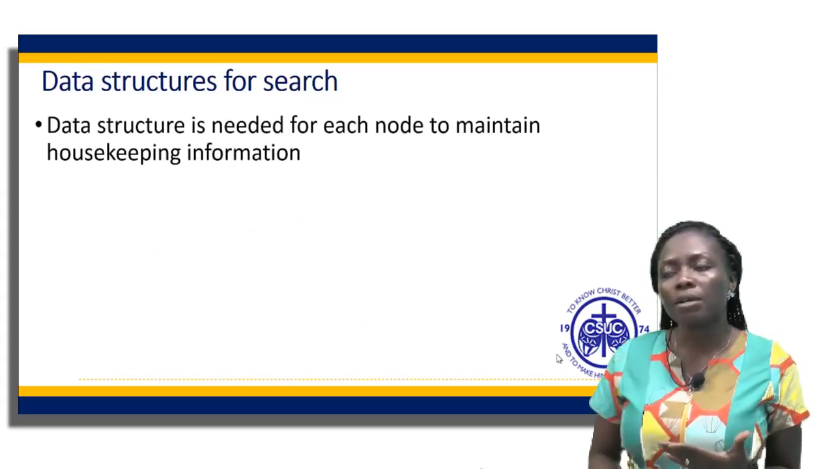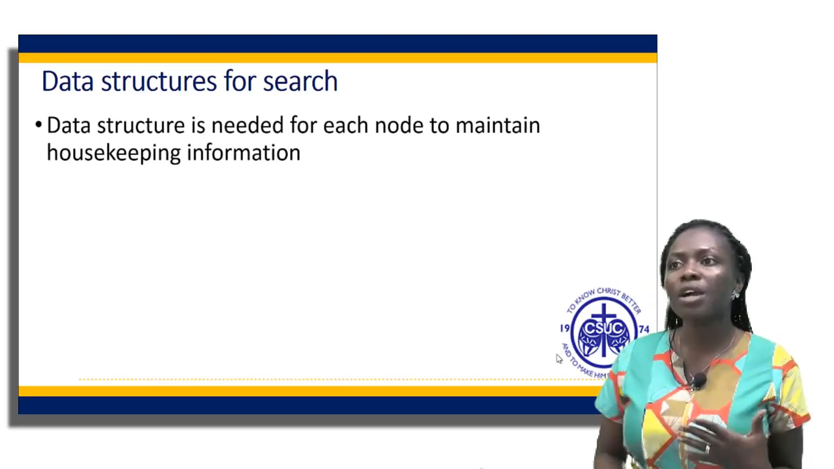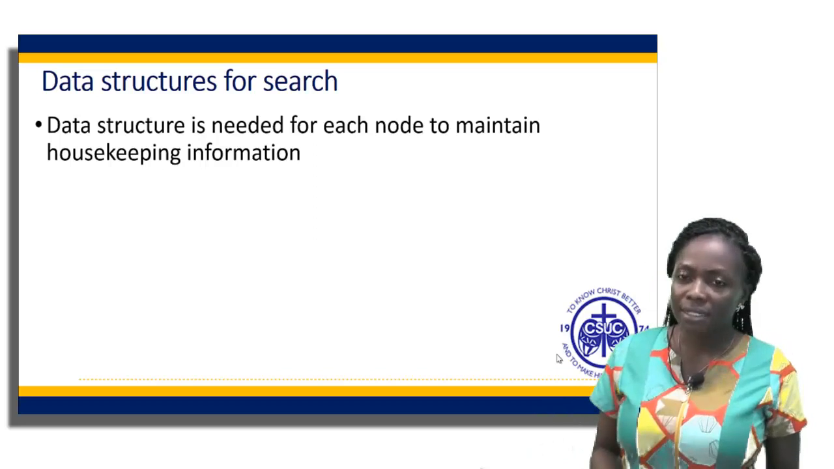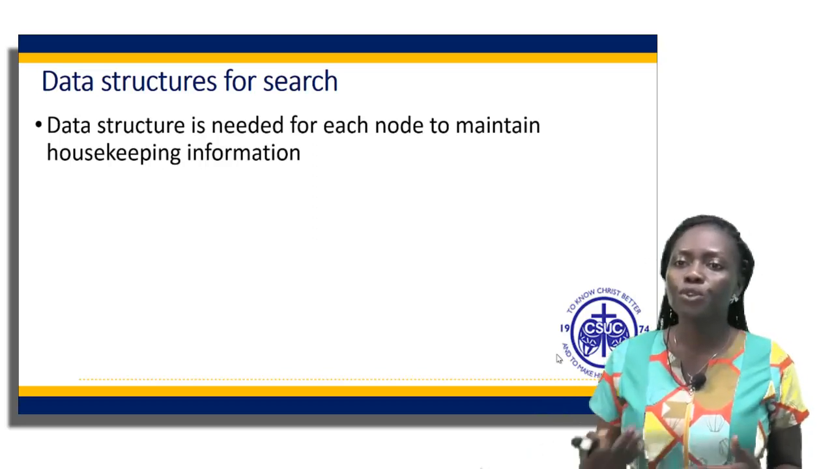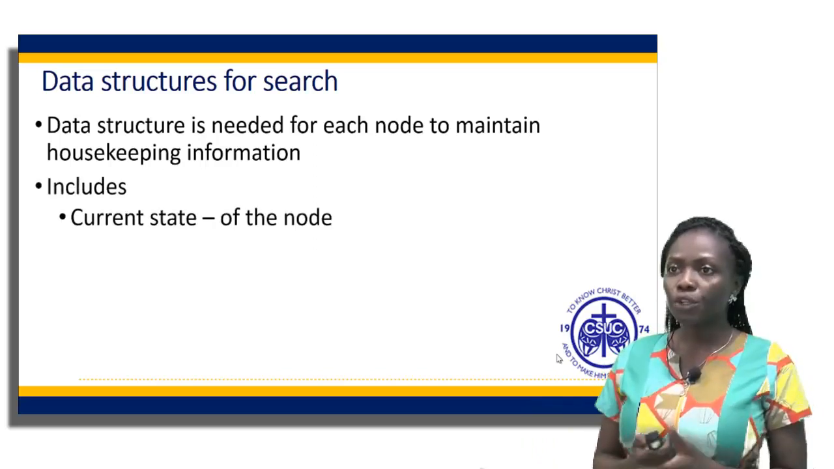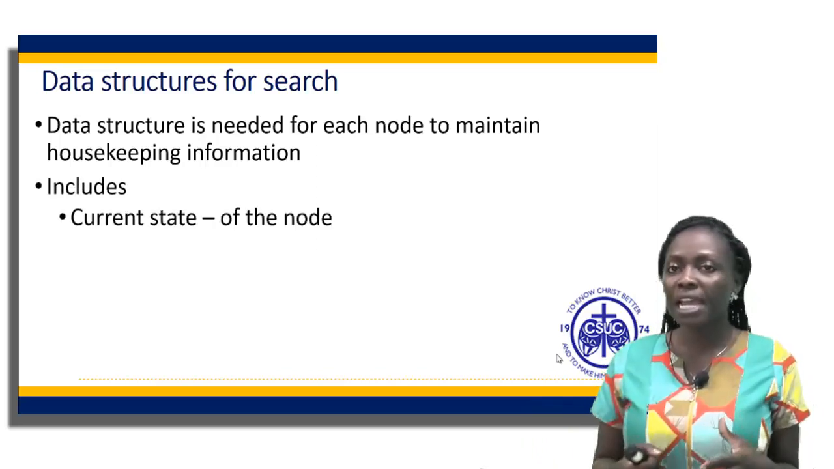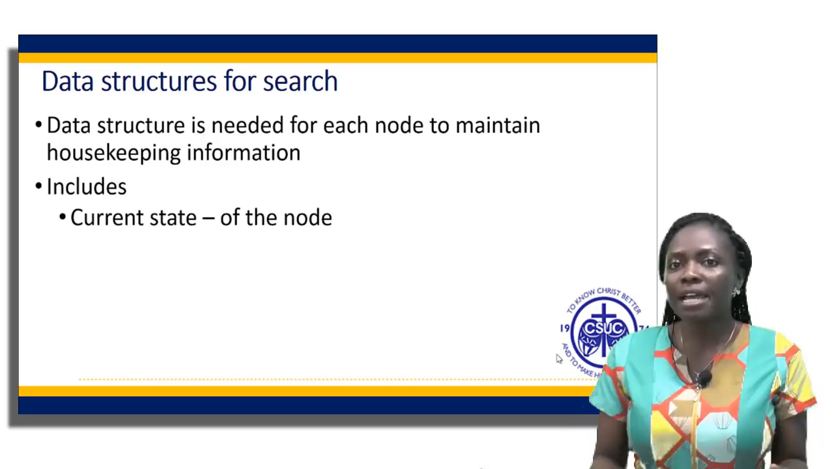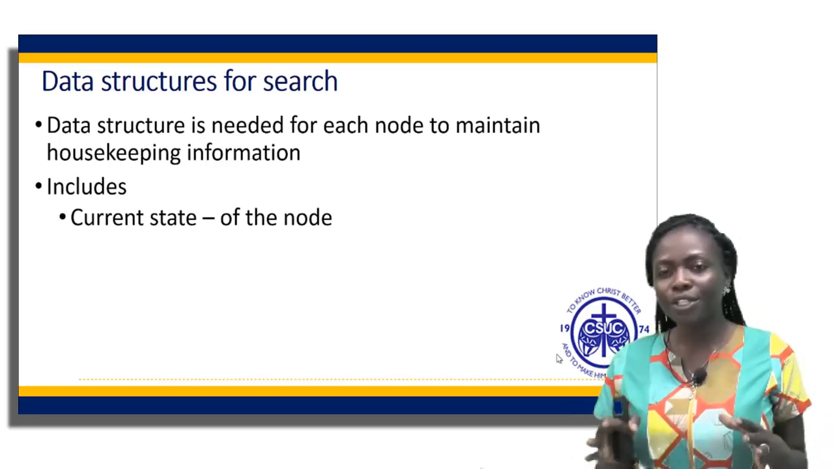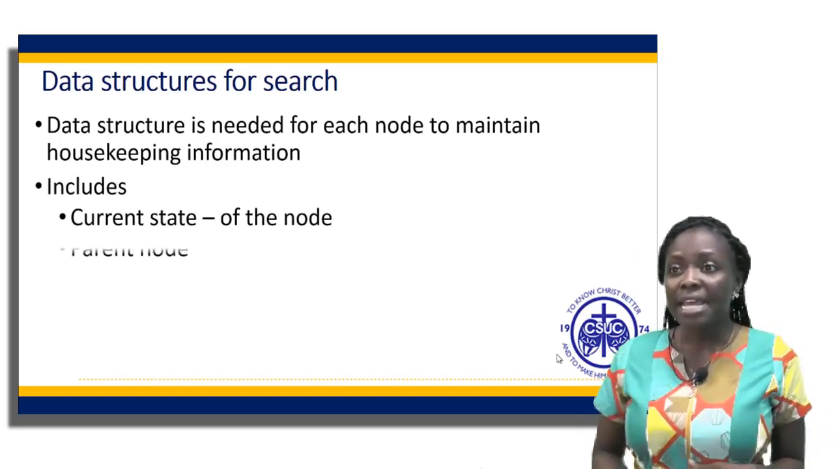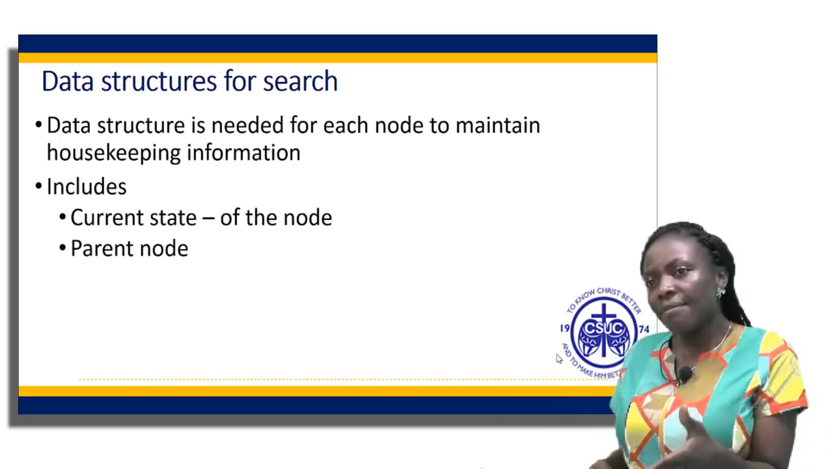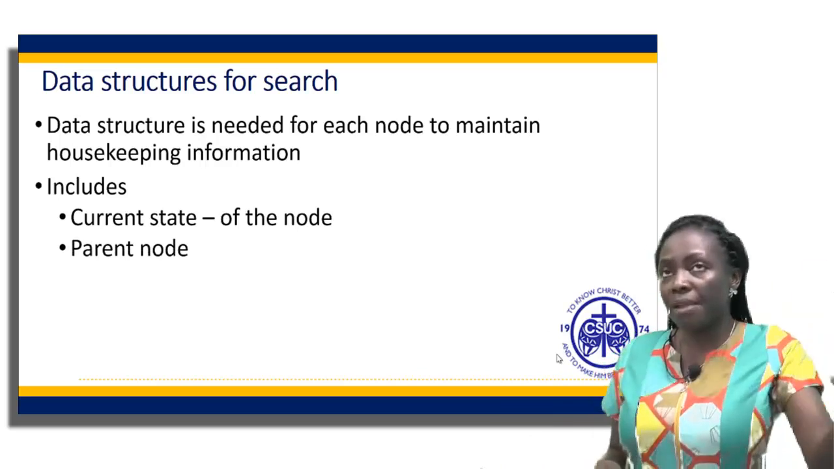Now, when you talk about searching and nodes, we are going to talk about different data structures which we will need to make use of, and the information that they carry during our various searches. This includes the current state of a node. So if we are in any particular node, that becomes our current state. It is neither initial nor goal, depending on how you look at it. It is just the current state. And that current state will have other kinds of information. For example, the current node is going to tell us what the parent node is.